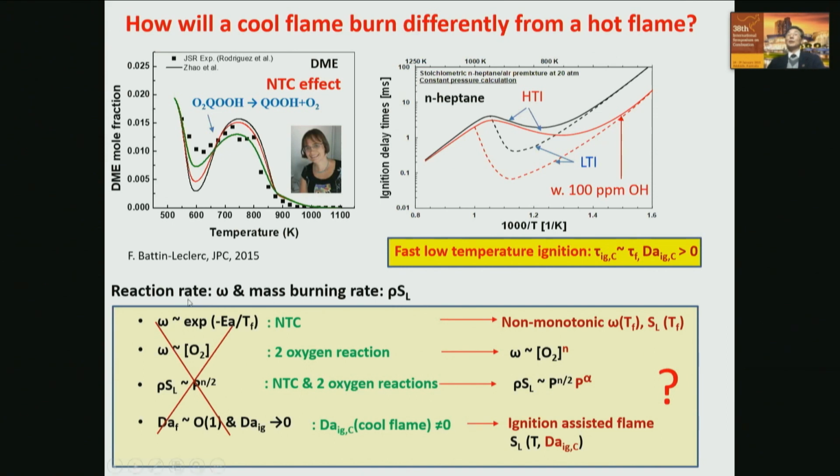For example, when you have this NTC effect, the flame speed will not be a monotonic function of temperature. And when you have the multiple oxygen process, the reaction rate is not proportional linearly to the oxygen concentration either. And the pressure dependence will be corrected by a power of alpha due to this oxygen and NTC effect. And the flame speed will be modified by the ignition Damkohler number because ignition is not 0 anymore. And how do we understand this? By doing experiment and modeling.